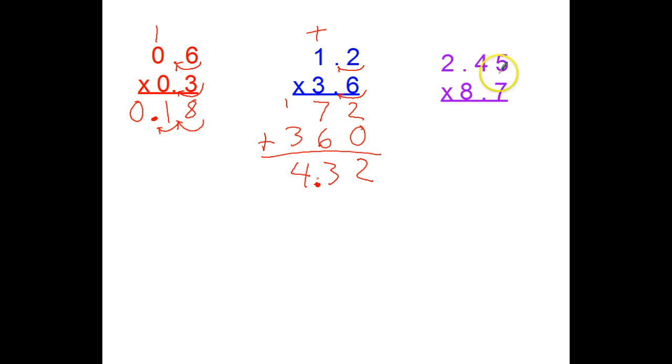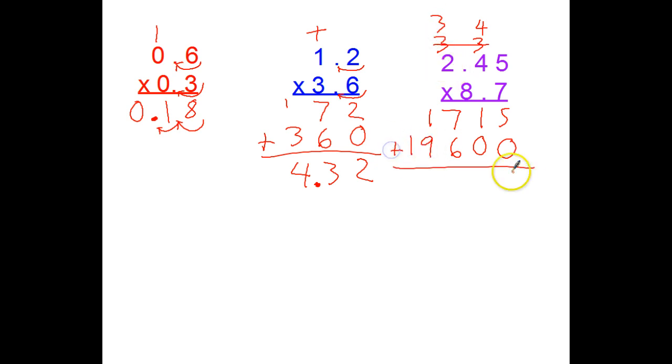2.45 times 8.7, 5 times 7 is 35. Put down my 5, carry my 3. 4 times 7, 28 plus 3 more is 31. Put down my 1, carry my 3. 7 times 2 is 14 plus 3 is 17. Marco and Polo. 8 times 5 is 40. Carry my 4. 8 times 4, 32 plus 4, 36. Carry my 3. 8 times 2, 16 plus 3, 19.